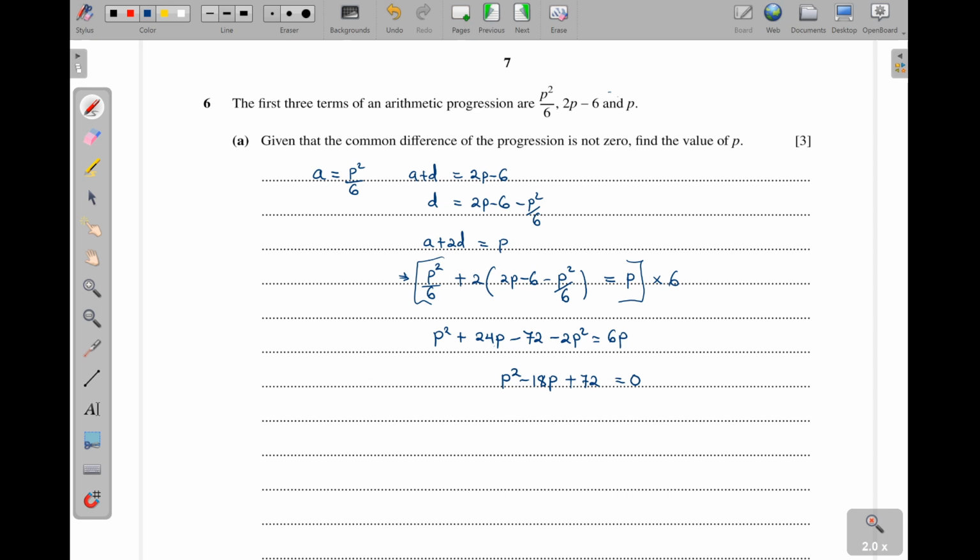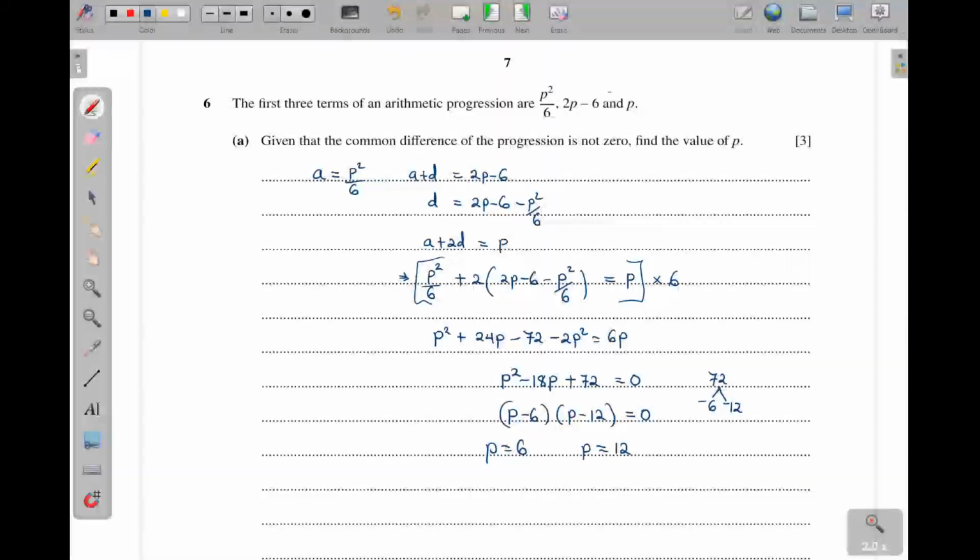And then here, two numbers that when I multiply them give me 72, but when I add them give me negative 18. We can see 6 and 12. Since this one is positive, I can make both of them negative, such that when I add them, they give me this. So this is p minus 6 and p minus 12, which is equal to 0. When I equate each factor to 0, p will be equal to 6 and also p will be equal to 12.